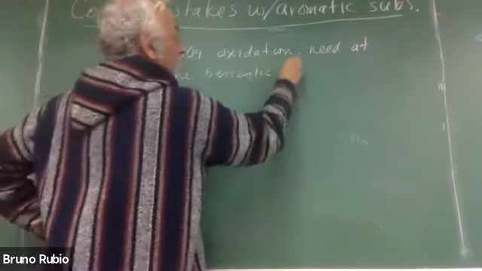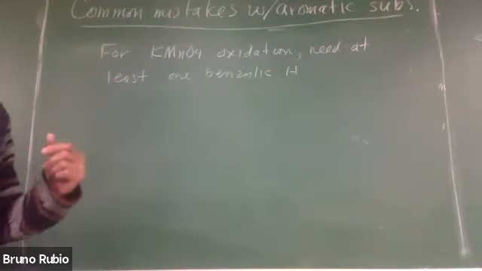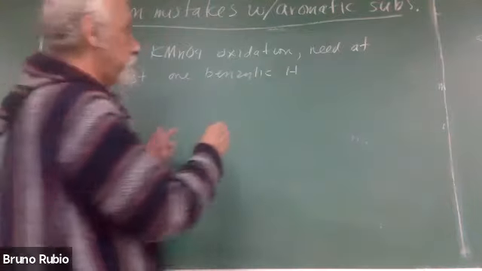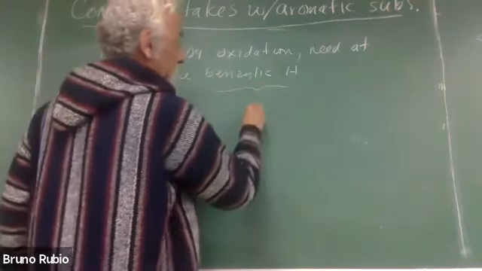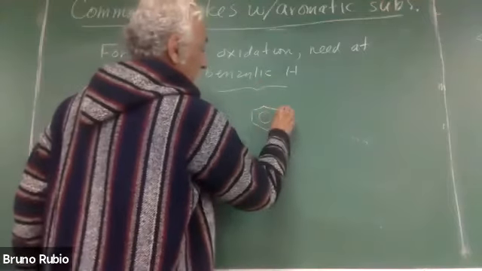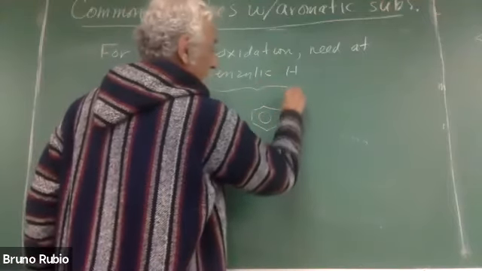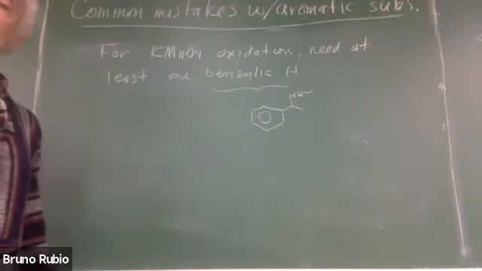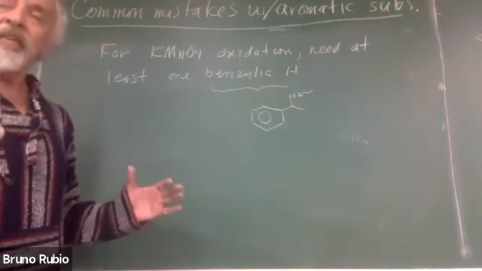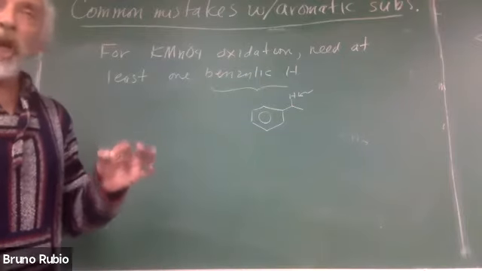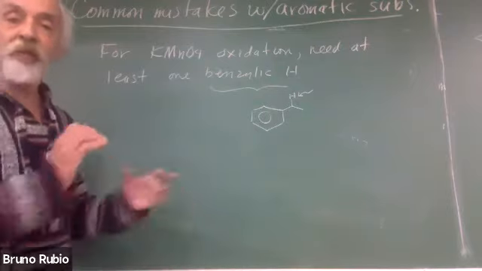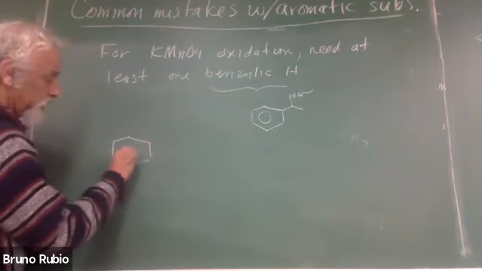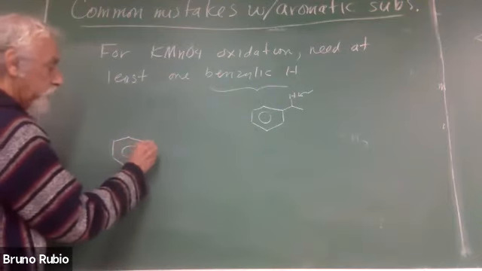benzylic hydrogen. And remember, benzylic means not part of the benzene ring, but directly bonded to the benzene ring. So a benzylic hydrogen would be that, right? This guy here. He's benzylic. He's in a benzylic position. He's not part of the benzene ring, but he's bonded to a carbon atom that is directly bonded to the benzene ring. All right, so let me ask you here, what would be the product of this reaction?